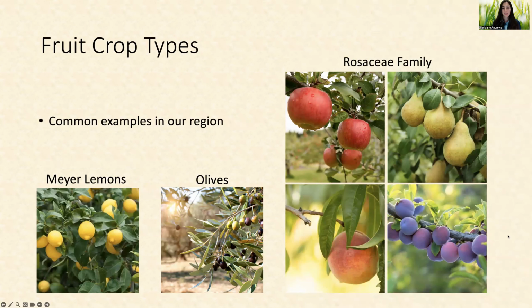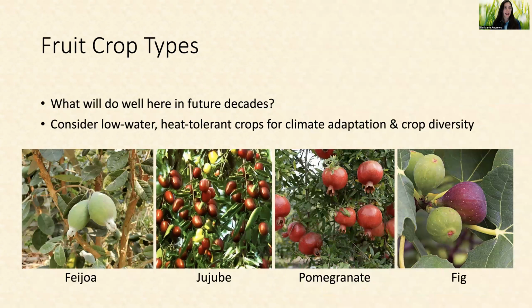So here's some common examples of different fruit types in our region. We have Meyer lemons, olives, and various members of the Rosaceae family like apples, peaches, plums. I think it's worth taking a moment to ask the question as well, in addition, what will do well here in future decades? So you might want to think about considering low water, heat tolerant crops for climate adaptation and also to help increase crop diversity in our region too.